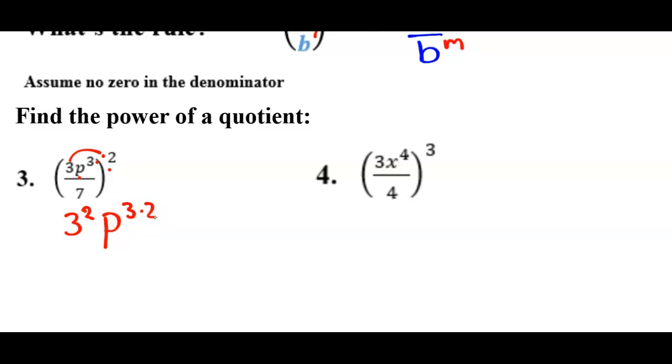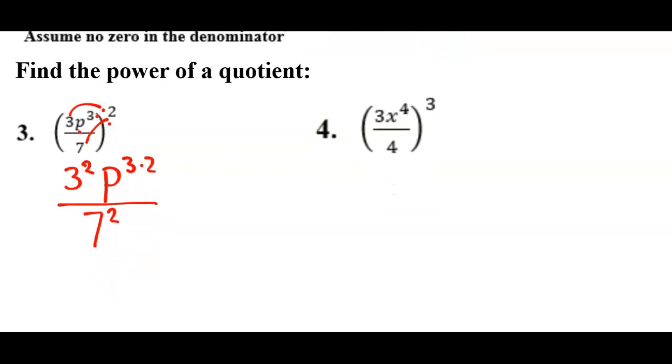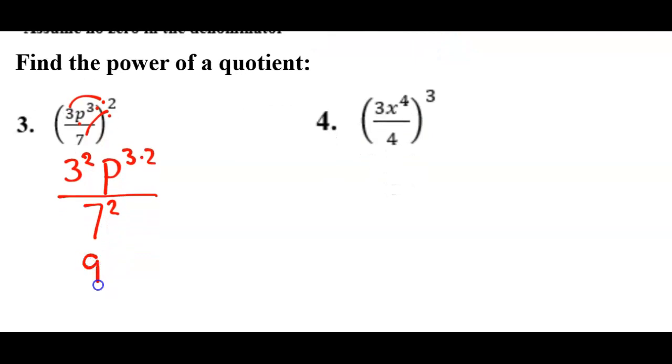That's my rule, right? And so I just learned now that if I've got a fraction here, I need this to go down here. So this is going to be over 7 squared. But I'm not done yet. Now I need to figure out what all that means. And so 3 squared is 9. P to the 6th over 49. If I can reduce this fraction, I'd like you to. We can't reduce this fraction.